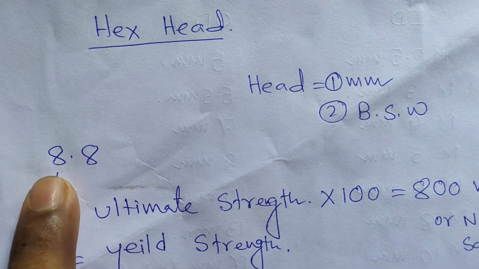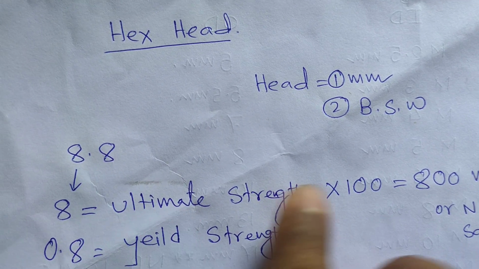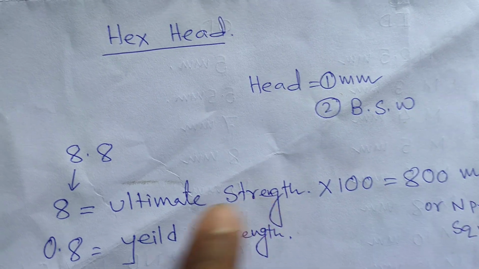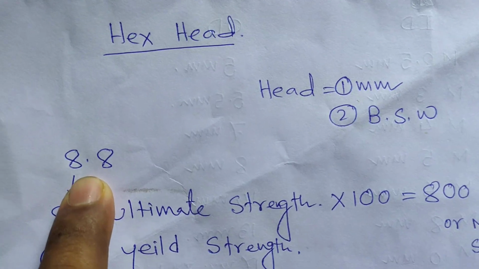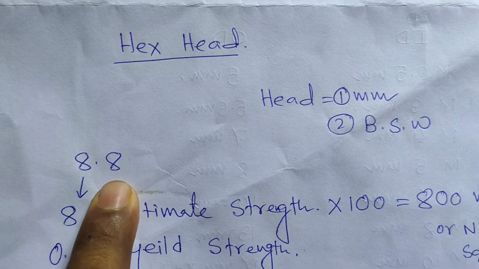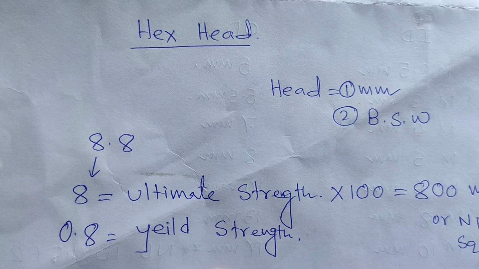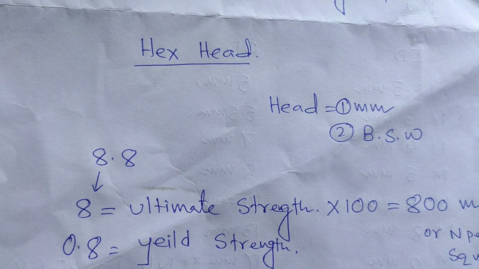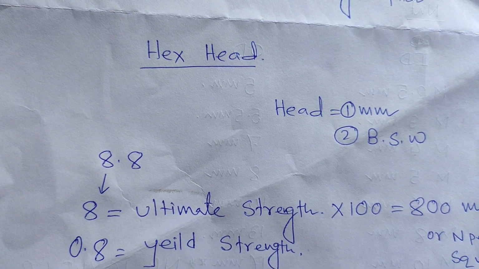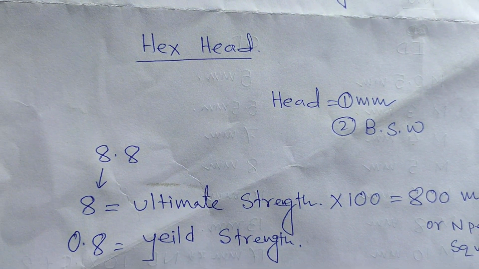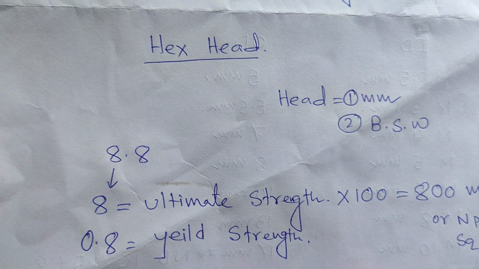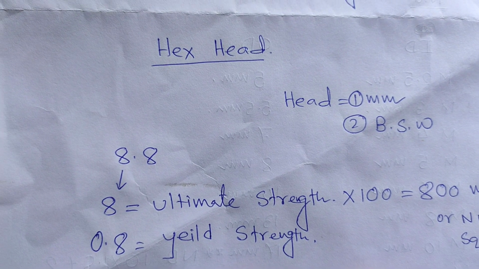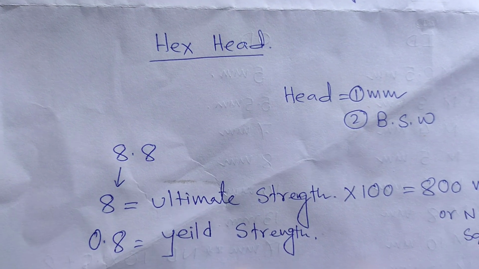So you consider the 8 and multiply by 100, you get 800. So 800 is the ultimate strength of the 8.8 nut. And what is the 0.8? 0.8 is the yield strength. Up to these pressures, the nut sustains the pressure very easily and functions smoothly without making any dangerous situations.